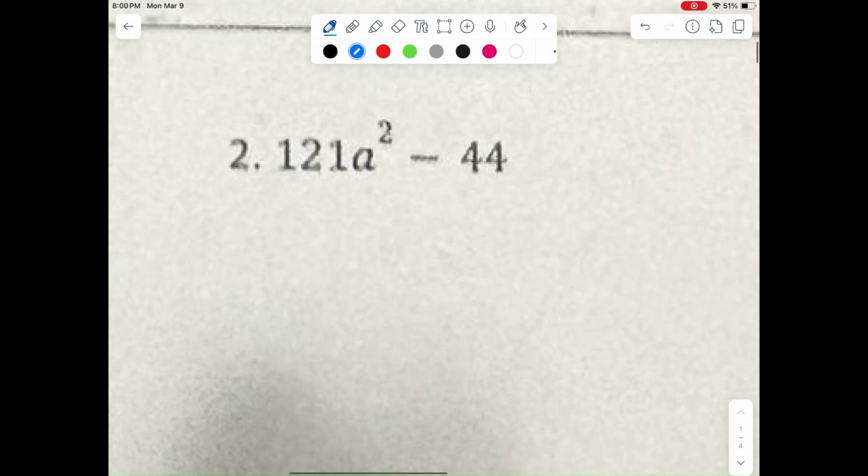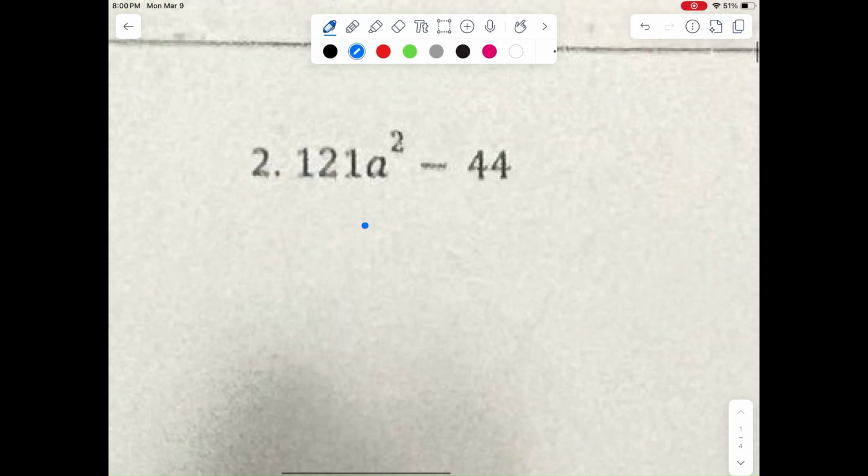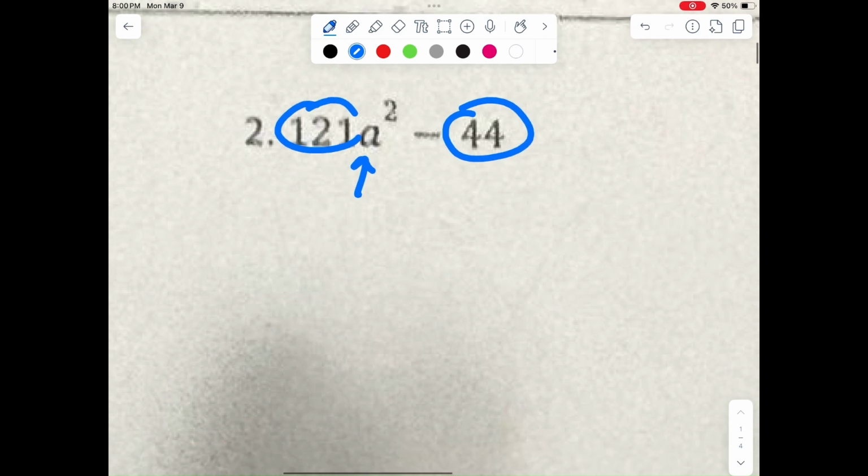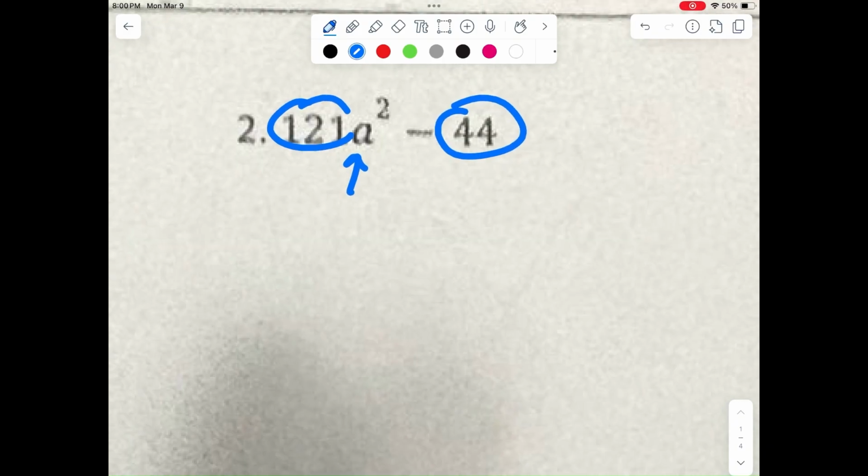So again, here we only have one term with an a, or with just a variable, so we can't pull out any variable, but we can check for GCF. In this case, the GCF is going to be 11. For finding that, I would just know your multiplication table. If you have access to a calculator, obviously that makes it a lot easier. If not, again, practice is really good for these sort of things.